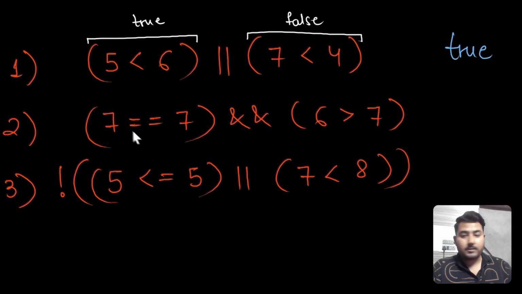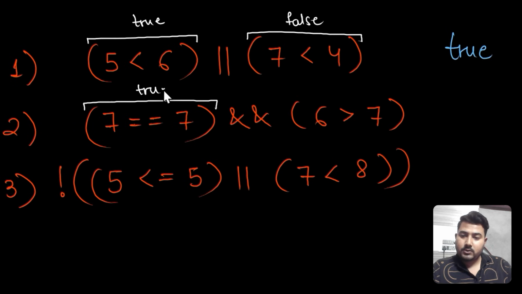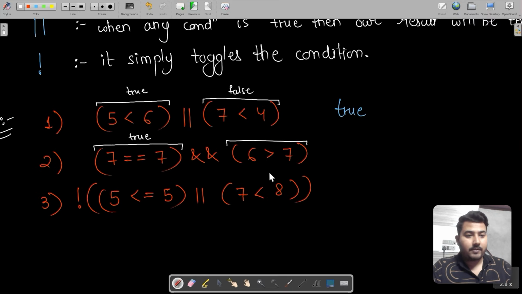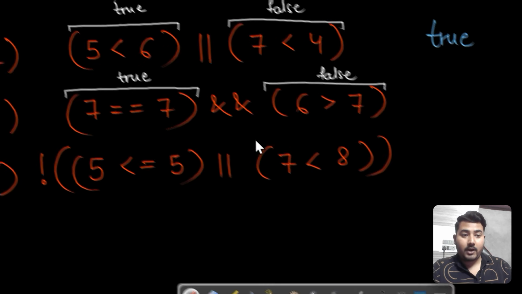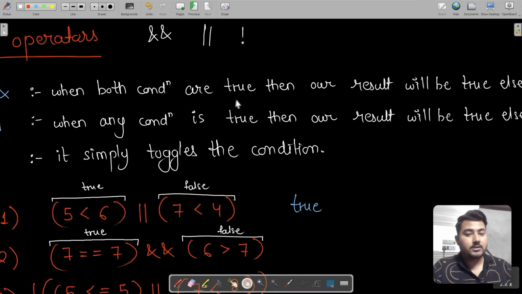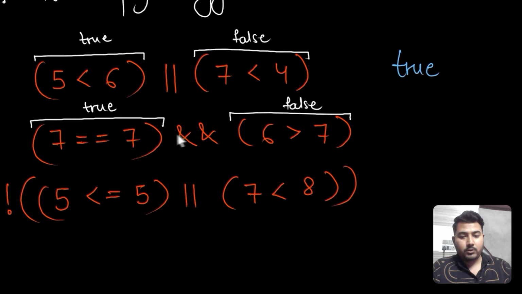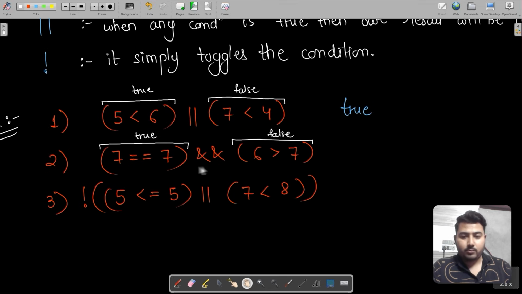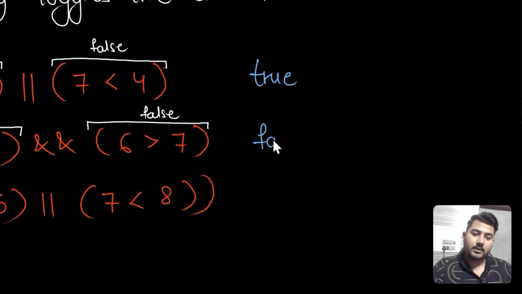Okay. What about the next one? It is saying 7 double equal to 7. I think this condition is true. What about this one? 6 greater than 7. That, I think, is false. And in between, this time, we have an AND operator. According to the definition, when both conditions are true, then our result will be true only, else false. Do both of our conditions look true to you? No, both conditions are not true. That means our answer will be simply false in this case.